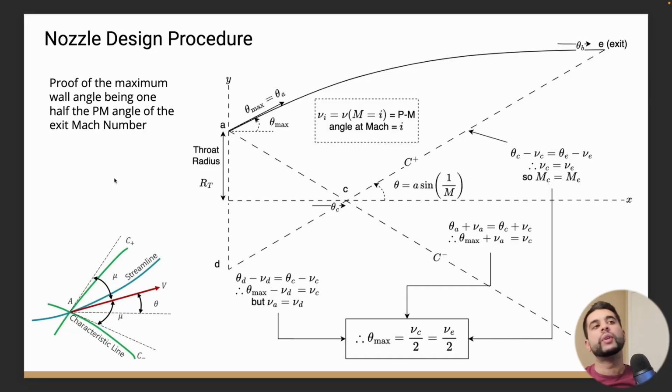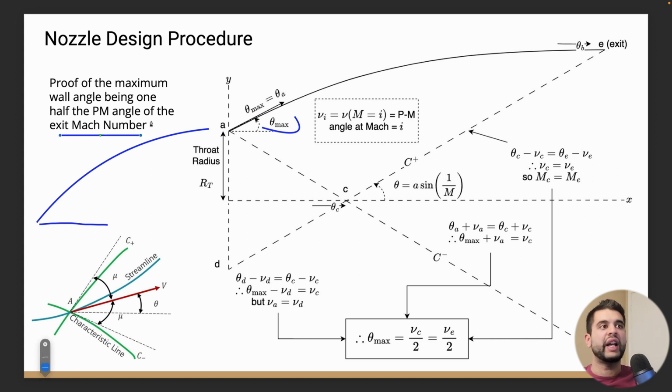Okay, I want to prove to you that the maximum wall angle, if you have a nozzle like this, is this angle here. At the start, if you take a tangent, it'll be this angle. It's the angle which the nozzle starts off at, because you see how it comes down to 0. This angle here will be 0 at the exit. But at the start, it's the theta max angle here. And the value for this is the Prandtl-Meyer function at the exit Mach number divided by 2.